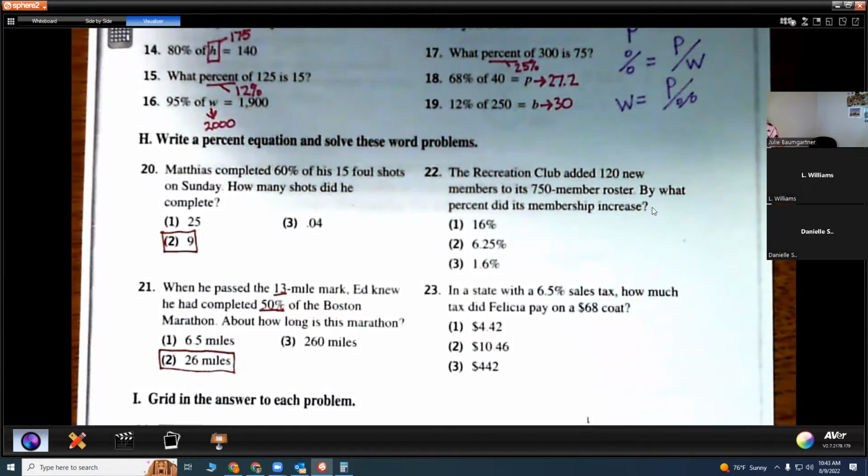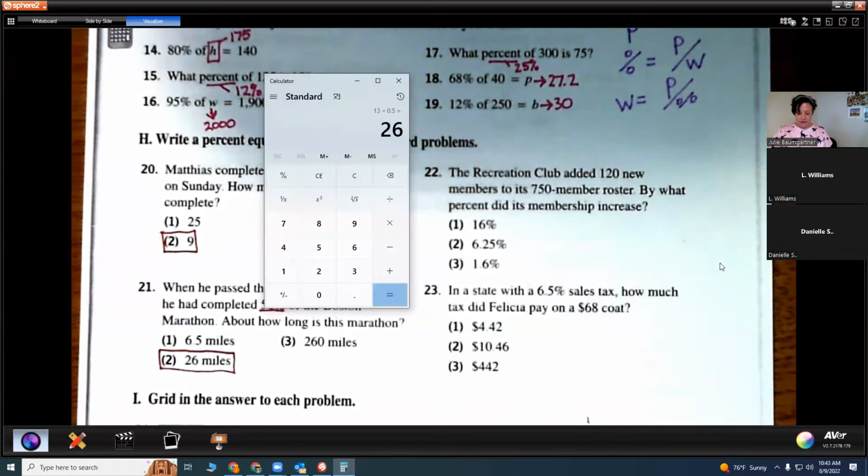All right. The recreation club added 120 new members to its 750 member roster. What percent did its membership increase? So we take our part divided by our whole to get our percent. So 120 over 750. I got 16%. That's okay. See? And we didn't do nothing, right?